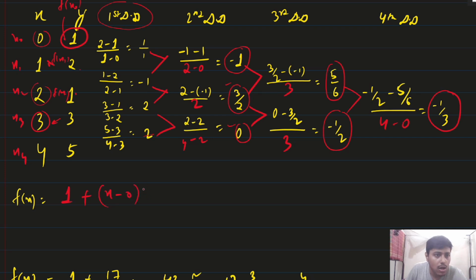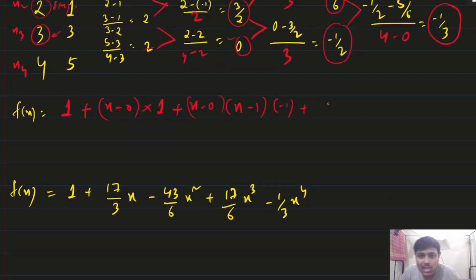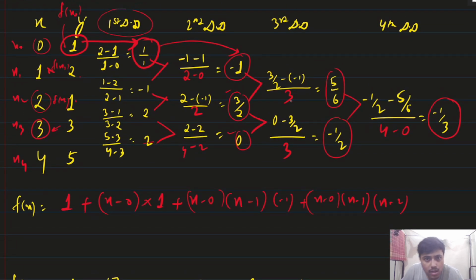What is the value of the first divided difference corresponding to this? We just need this value. So it will be into 1 plus x minus x naught. The value of x naught is 0. What is the value of x minus x1? It will be 1. Now we will need only the second divided difference. We don't need the values below it. So it will be minus 1 plus x minus x naught, x minus x1 into x minus x2. x2 is 2. Into, see, we need only this 5 by 6.